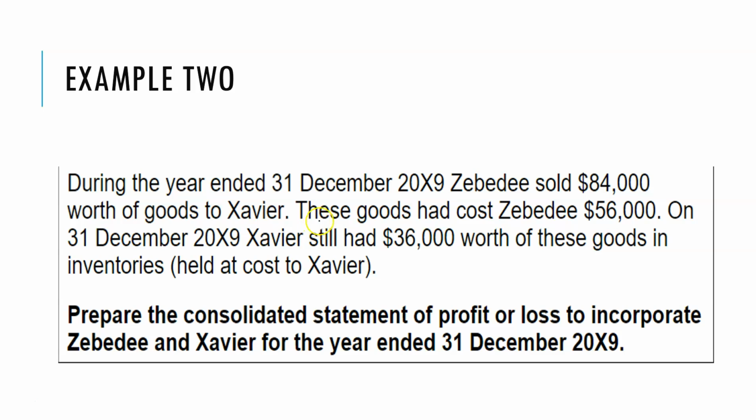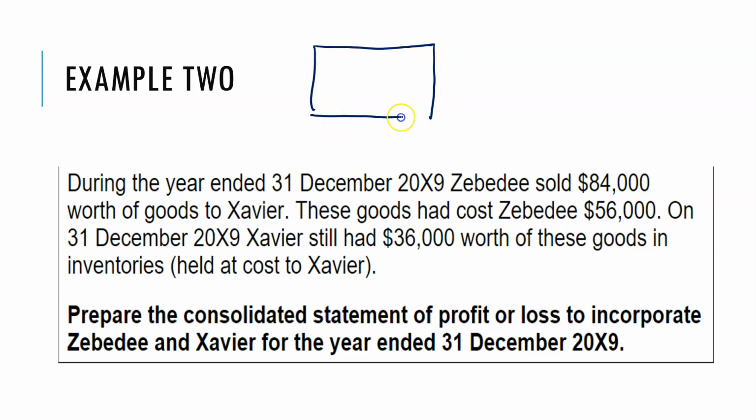So it says during the year end, Zebedee sold. So it's always just watching. They could present this in any way. You just have to be alert, dynamic and versatile with understanding what's going on. So it says during the year, Zebedee. I'm just going to use a number of ways to explain this.